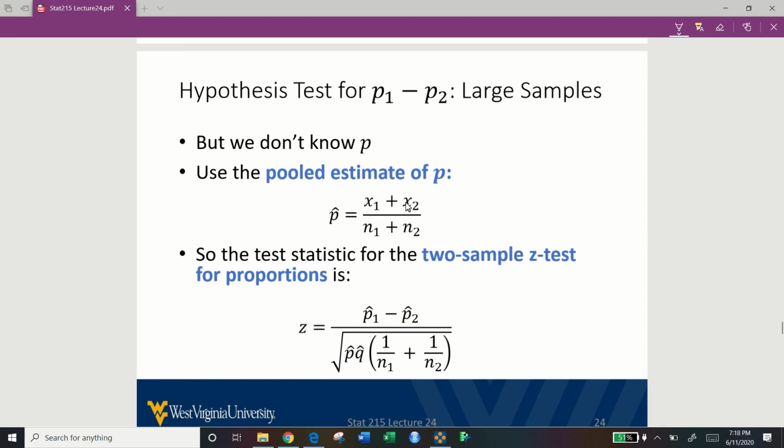Unfortunately, we don't know what P is, so instead we're going to use a pooled estimate of P, which will be p hat equal to x1 plus x2 over n1 plus n2. So the statistic for our two-sample z-test for proportions that we'll use is going to be z equal to p1 hat minus p2 hat all over the square root of p hat times q hat times the quantity of 1 over n1 plus 1 over n2.